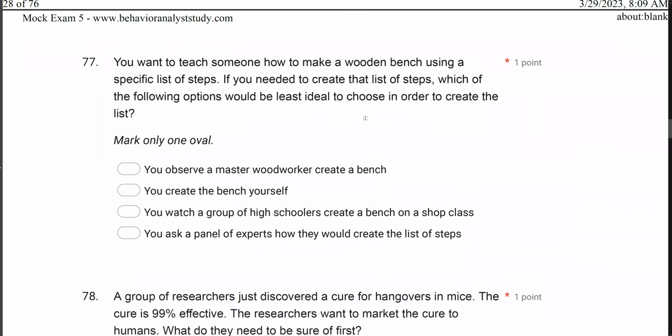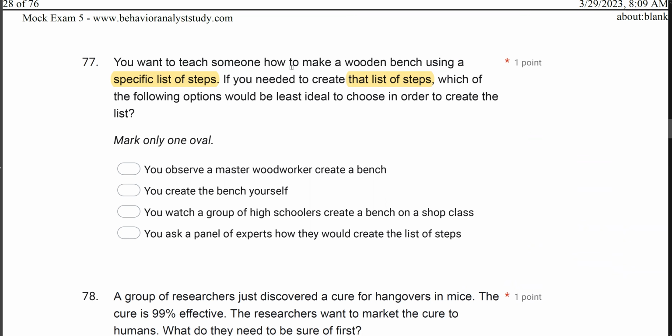77, you want to teach someone how to make a wooden bench using a specific list of steps. If you needed to create that list of steps, which of the following options would be least ideal to choose in order to create the list? Clearly a task analysis question, right? We're creating a list of steps. How are we going to create that list of steps?